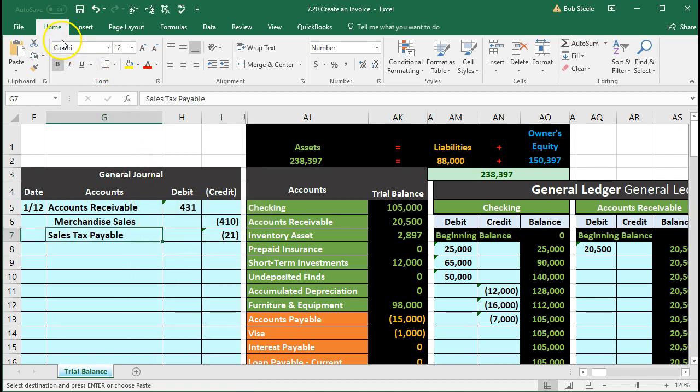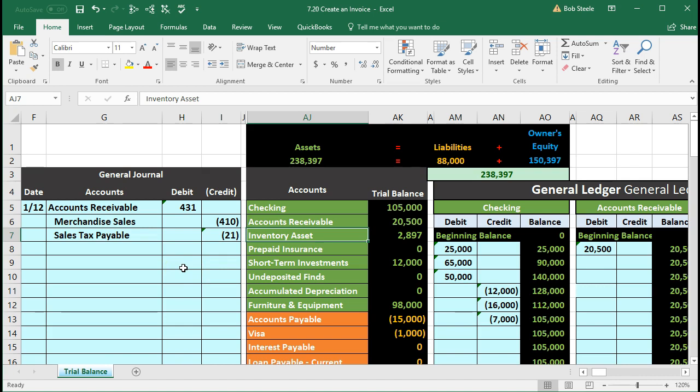I'm going to go to the Home tab. We're going to go to the alignment, increase the indent one more time. This is our journal entry. However, it's only half of our journal entry because the other half will be the decrease in inventory and the cost of goods sold. I'm going to post this first and think about this separately.